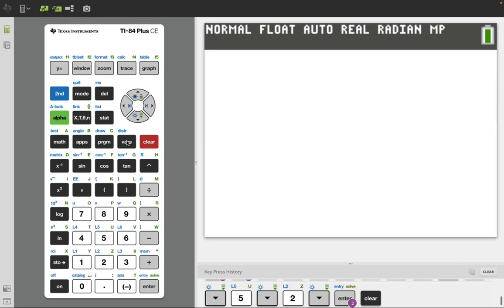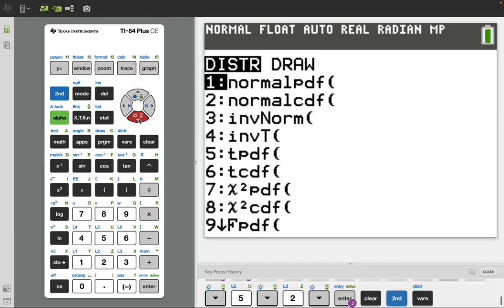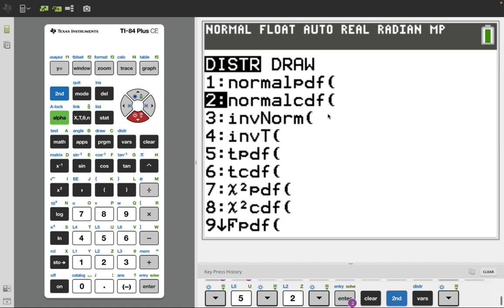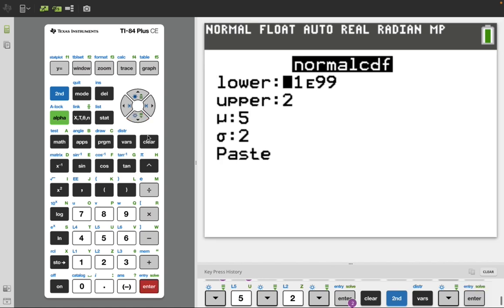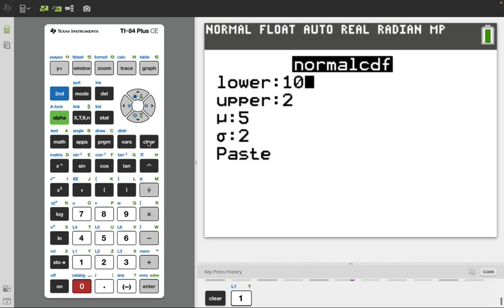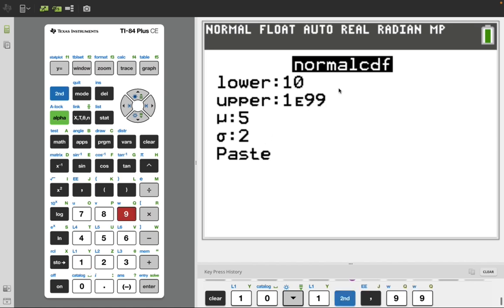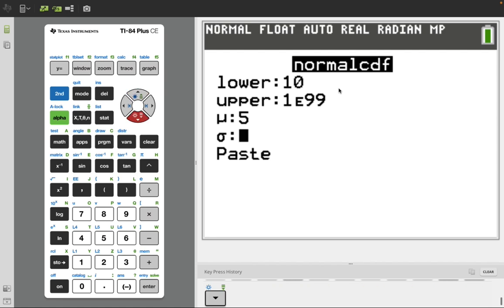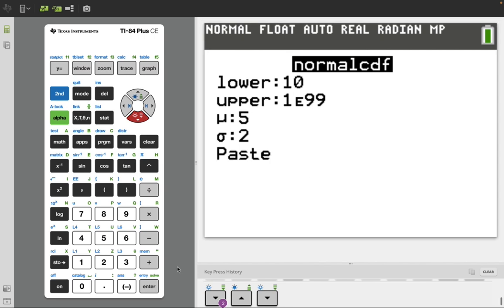We're going to click second, bars. Let's go down to the normal CDF function. Click enter. Here, we're going to need to clear this. Our lower bound this time is 10. Now let's go down to the upper bound. We're going to type in 1. We need to type in E, so I'm going to click second, comma, and then we enter 99. The mean is 5. The standard deviation is 2. So let's go down. We don't need to change those. Go down to paste and click enter.